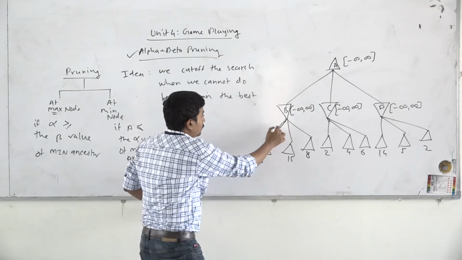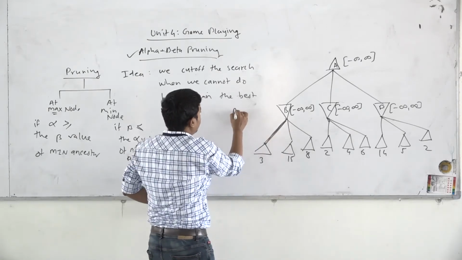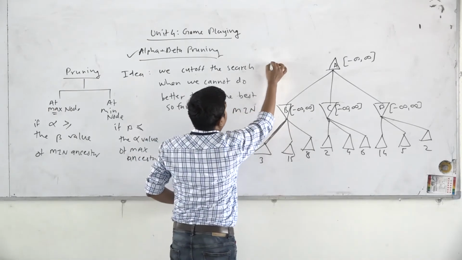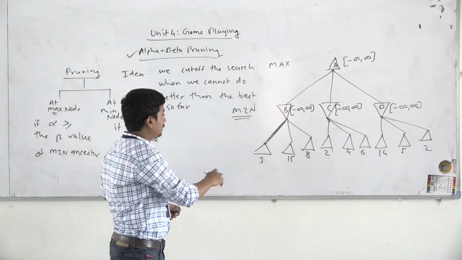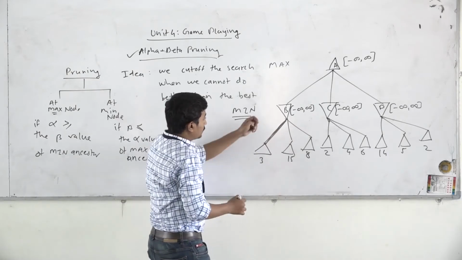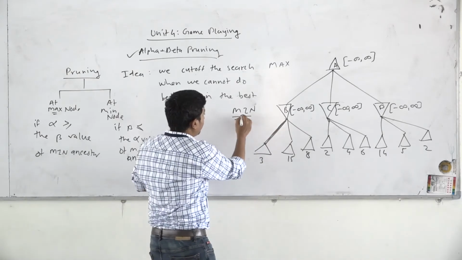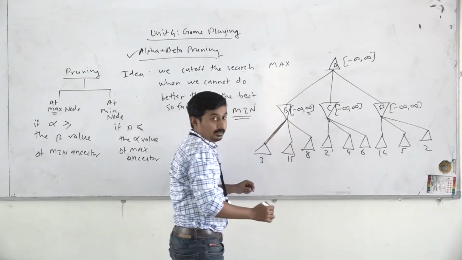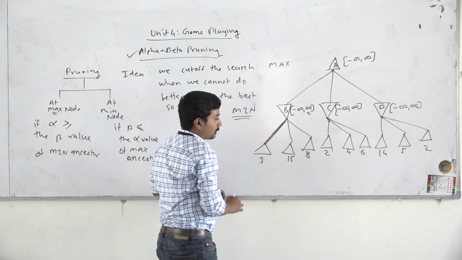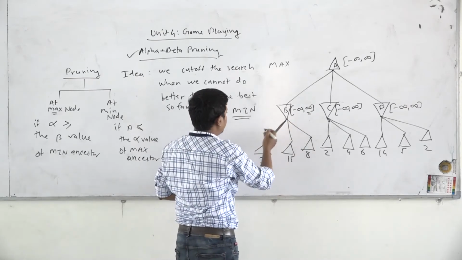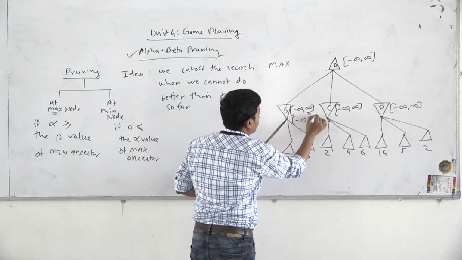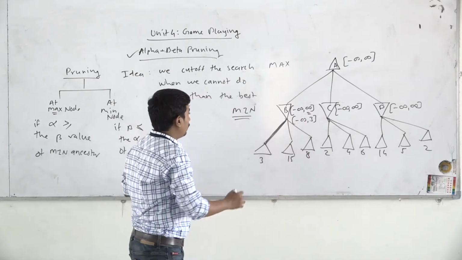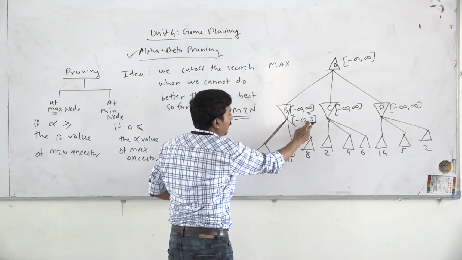Now this is a min node and this is a max node. The min node wants to minimize the reward, right? So the min node will work on the beta value. This node is explored, so the beta value will be updated to 3. Now this node is expecting a value less than 3.